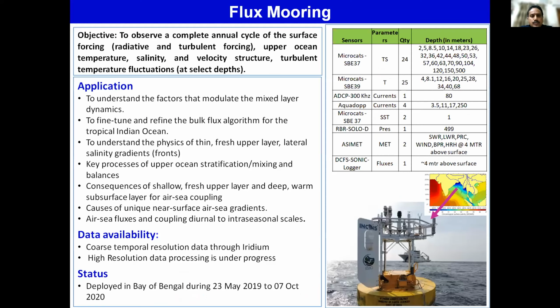In addition to these operational programs, as I mentioned, for process-specific studies as part of the ocean mixing and monsoon program, we have deployed a flux mooring developed by the Woods Hole Oceanographic Institution. It is mainly to observe the complete annual cycle of the surface forcing, upper ocean temperature, salinity, and velocity structure, as well as the turbulent temperature fluctuations at various depths. This flux mooring is heavily instrumented with a suite of subsurface as well as marine meteorological sensors, approximately 60 sensors, and most of them are providing high resolution data.